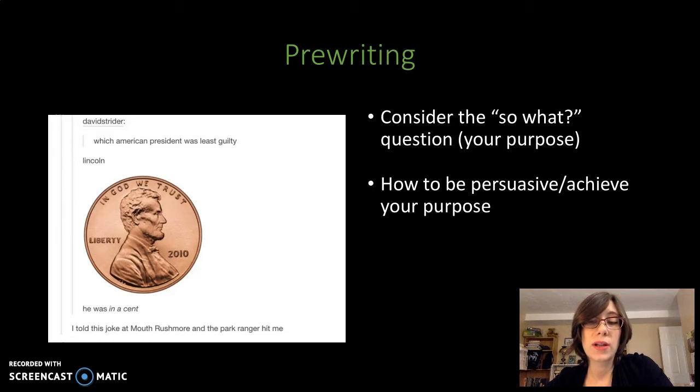Why? Like, how can you persuade them to do this? How can you achieve your purpose? Give details. Remember, details are very important in professional writing.